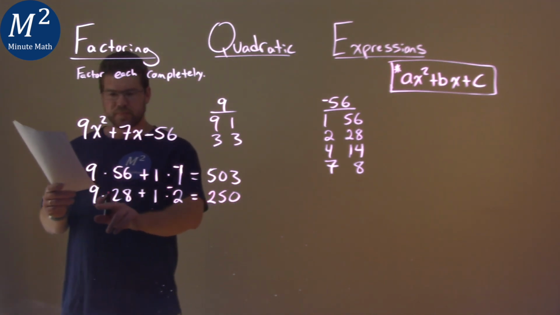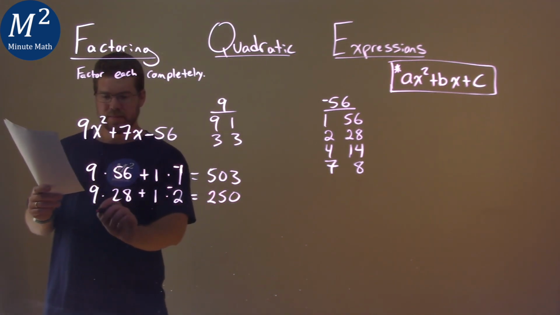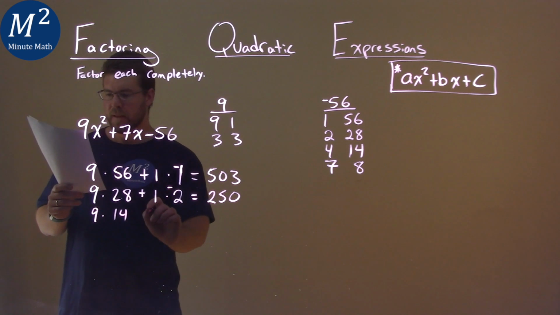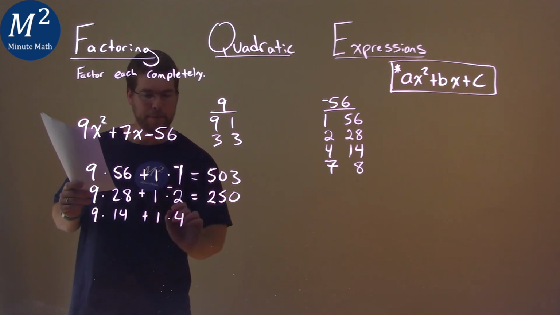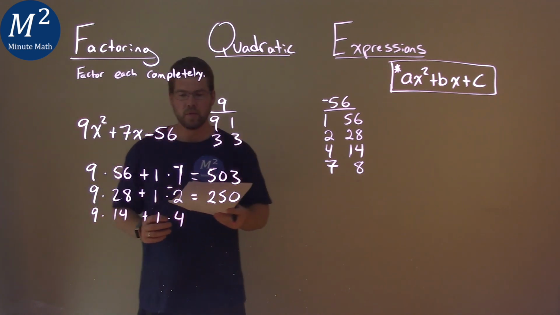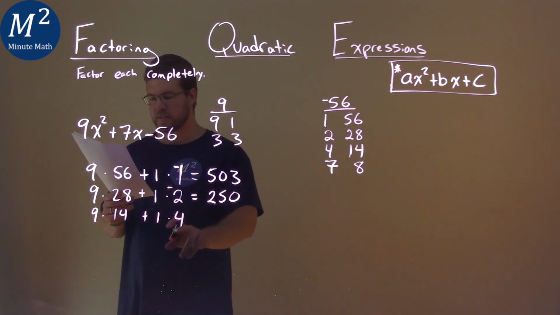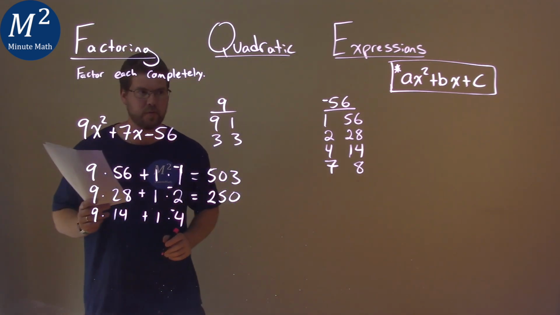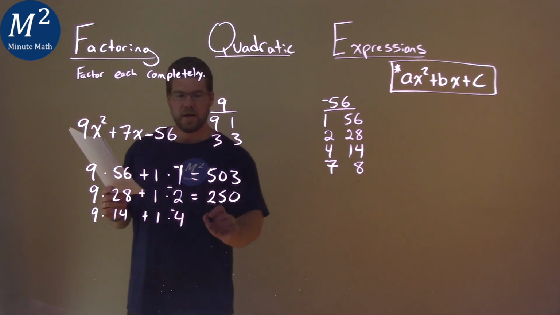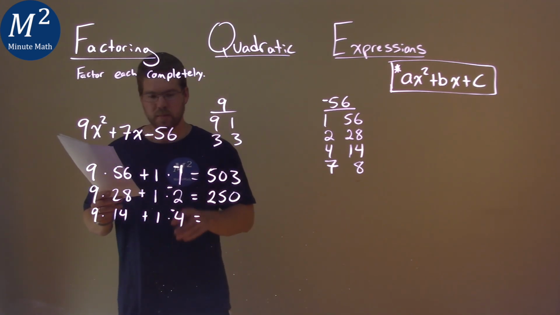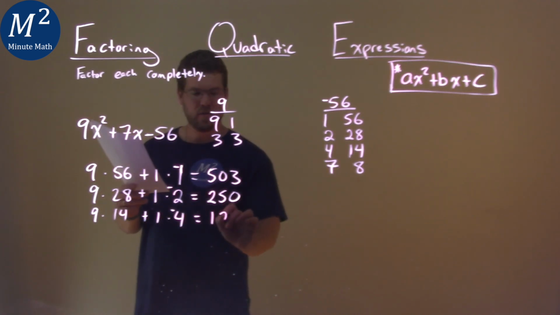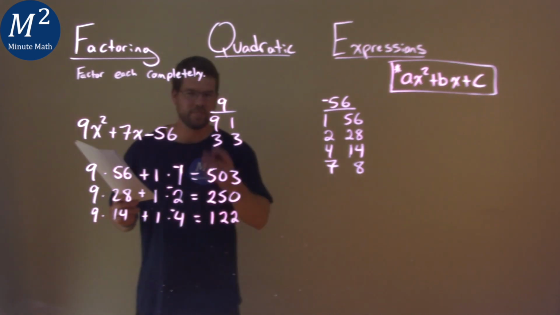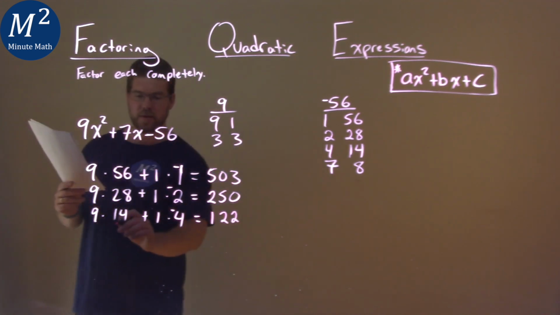Now, 9 times 14 and 1 and the 4. So 9 times the 14 and 1 and the 4, well, 1 times 4 is clearly the smaller of the two. I'm going to put a negative right there. Add that up. 9 times 14 plus 1 times negative 4 is a positive 122. Not 7. Let's do it again.